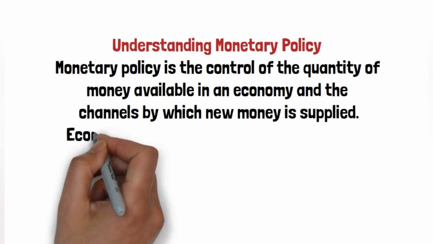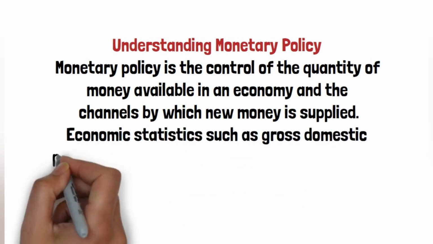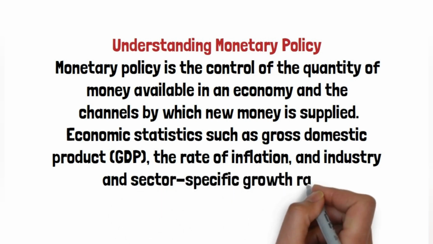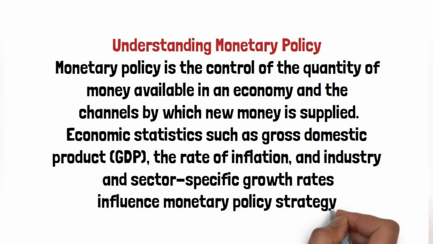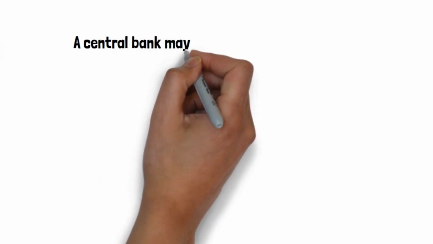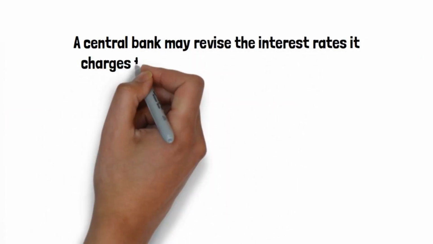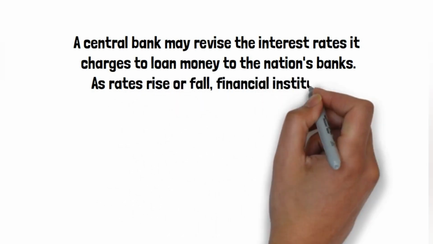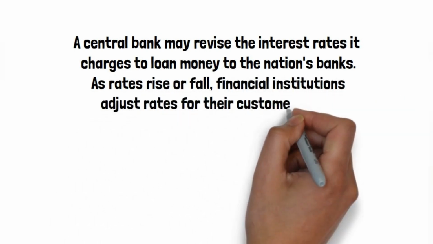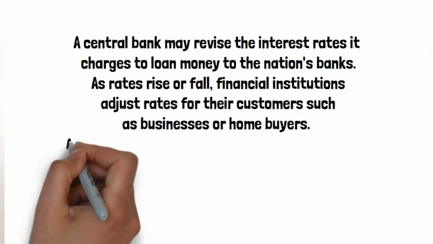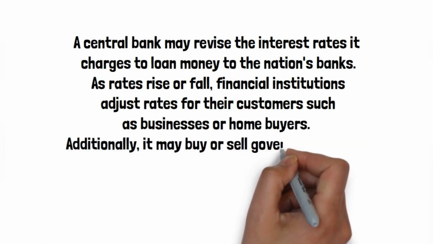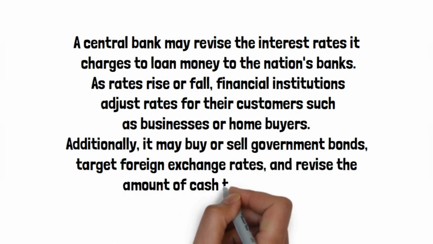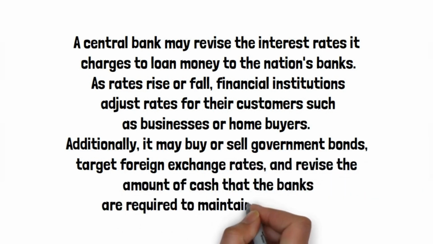Economic statistics such as gross domestic product, GDP, the rate of inflation, and industry and sector-specific growth rates influence monetary policy strategy. A central bank may revise the interest rates it charges to loan money to the nation's banks. As rates rise or fall, financial institutions adjust rates for their customers such as businesses or home buyers. Additionally, it may buy or sell government bonds, target foreign exchange rates, and revise the amount of cash that the banks are required to maintain as reserves.